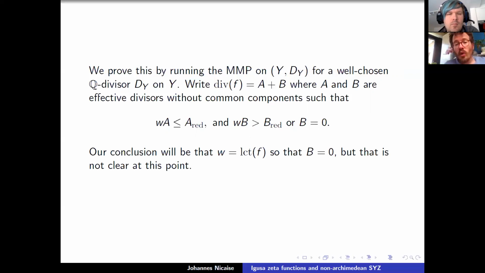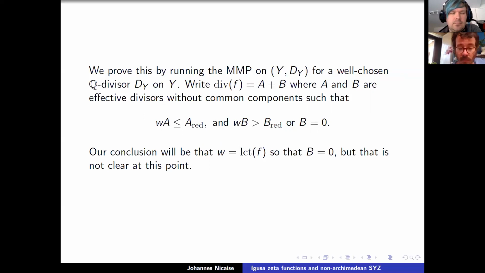And in fact, our conclusion in the end will be that W is the log canonical threshold of F. And this implies that B must be equal to 0, because it implies that W is certainly smaller than or equal to 1 over n for all multiplicities n appearing in the divisor of F. So all the components go into this part. But that's something we can't say from the start because we don't know yet that W is actually the log canonical threshold. So in the course of the proof, one of the things that we are going to show is that B must be equal to 0. But since we don't know this from the start, we need to define A and B in this way to make the argument run.